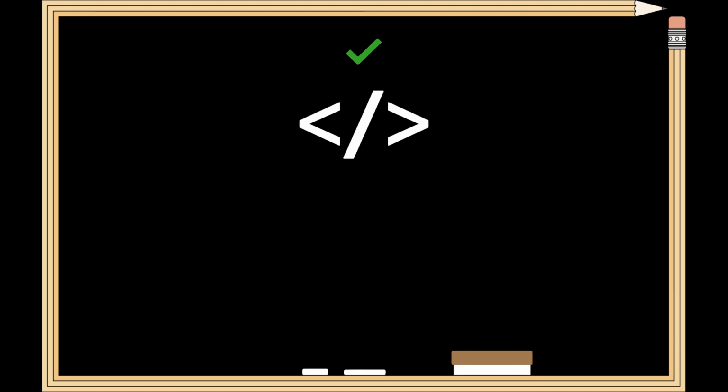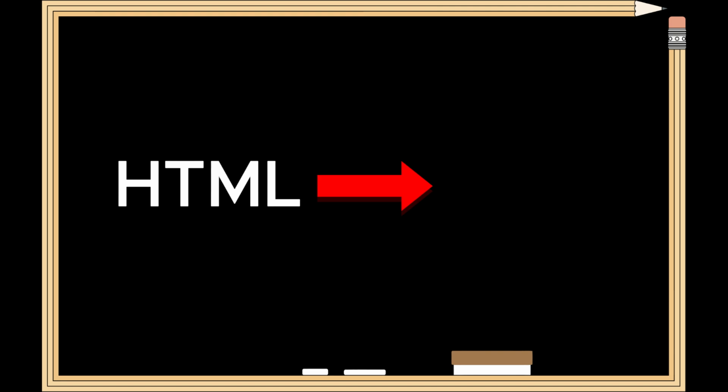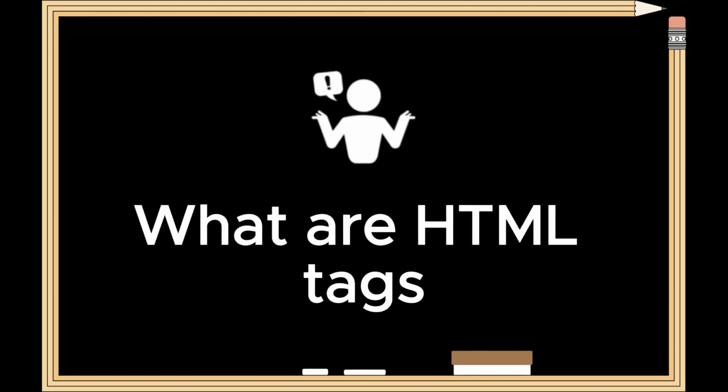To write correct HTML code, you need to follow some rules called syntax. Think of syntax like grammar in a human language. But don't worry, HTML syntax is really easy. Now, HTML is based on tags. So, what exactly are these tags?